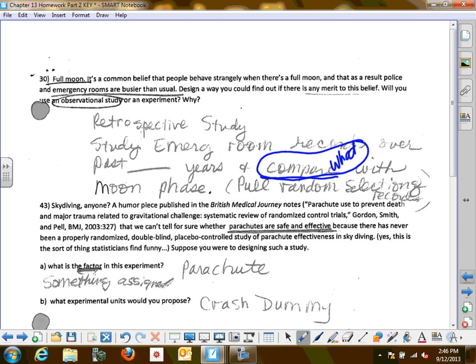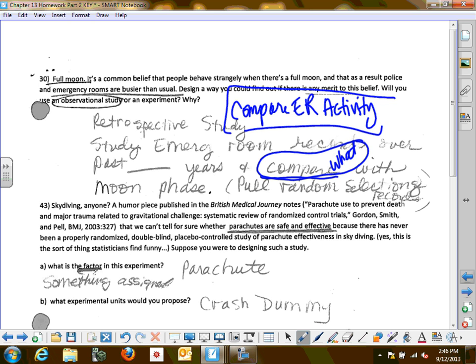Yes, I am comparing ER activity, the amount of people in the emergency room. You see, I didn't say that. You just assumed in your head that I knew what I was talking about and that it was ER activity. But you have to say, this is the response variable. I never stated what the response variable was. So I'm going to say, on a full moon, there was this much activity. On a new moon, there was this much activity. Is there a significant difference? You can't make any assumptions that I know you're talking about ER activity. Tell me what you compare.